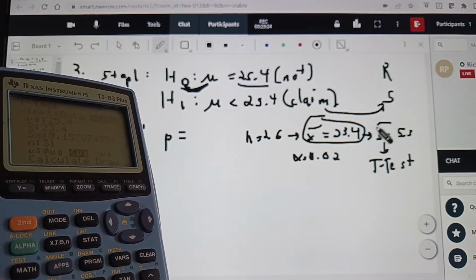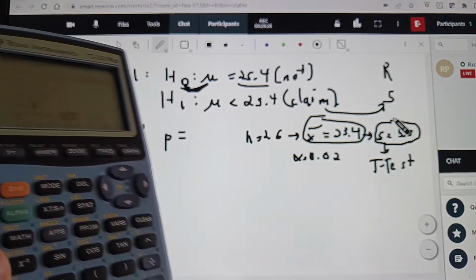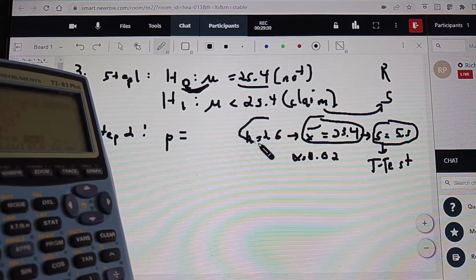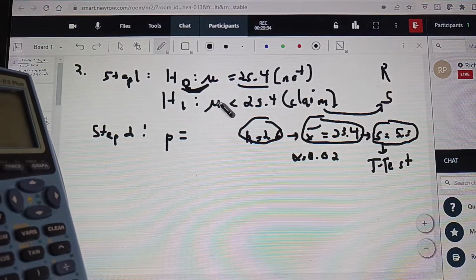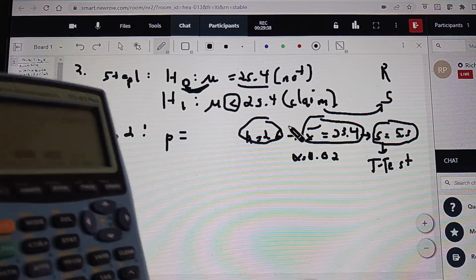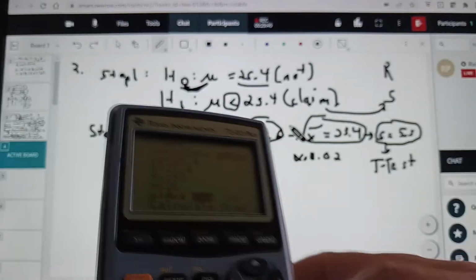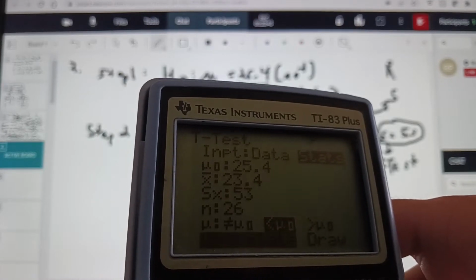SX, remember that's the same thing as S, 5.3. N is 26. And then we've got to find this right there, but it's less than for the second time in a row. So my calculator is already on less than. I don't need to change it. And then we can hit calculate.